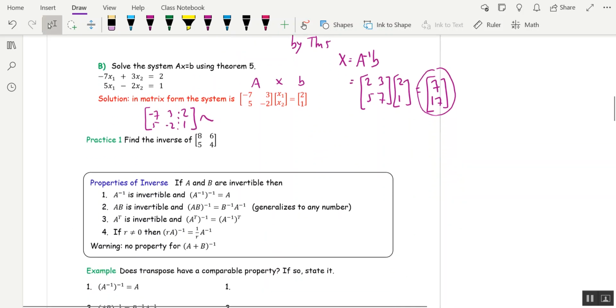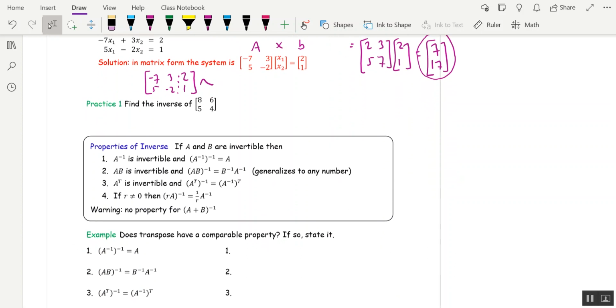Okay, properties of inverse. These are fun. The inverse of A inverse is A. All right. The inverse of a product is the product of the inverses with the order reversed, just like transpose. How does transpose relate to inverse? Well, it's right here. A transpose inverse is equal to A inverse transpose. You can swap the T and the -1. And here, if R is not 0, then R A inverse is 1 over R times A inverse.